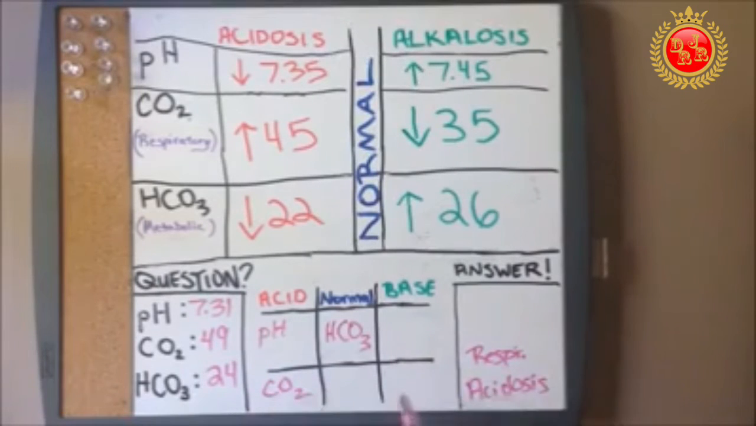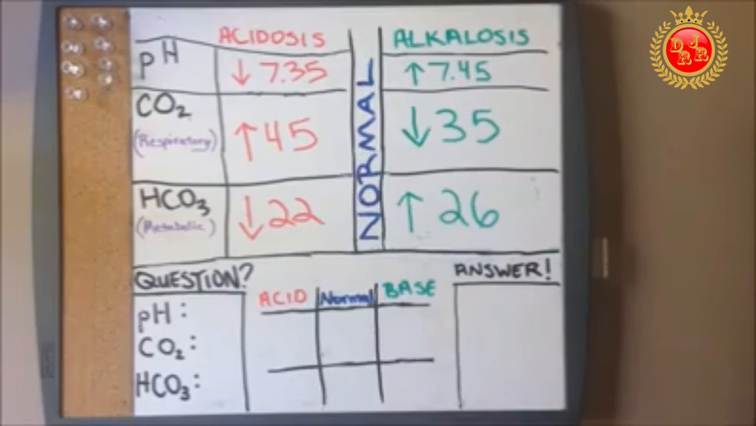Now, if pH was over here in the basic column, for example, if this question were different, whatever would fall in the same column as pH would be the cause of the problem. Let's move on to the next question, give you another example, help you get a better understanding of this concept. All right, guys, question number 2.